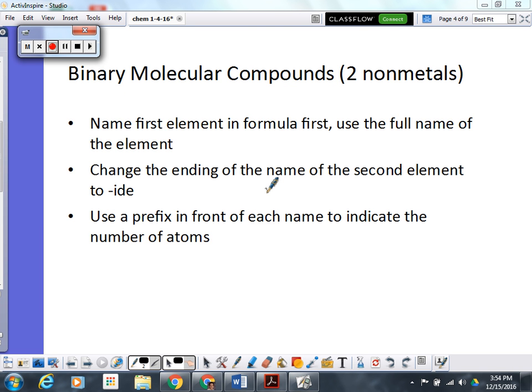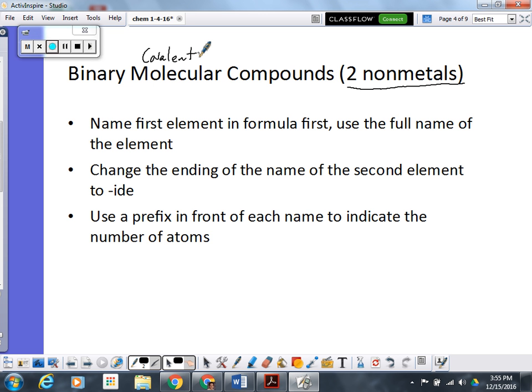Okay, so we have spent a lot of time talking about naming ionic compounds. Naming molecular compounds is much easier because we don't have to worry about charges and whatnot. The first thing is, the only type of molecular compounds we're going to name are called binary molecular, or binary covalent. Binary means two nonmetals bonded together.